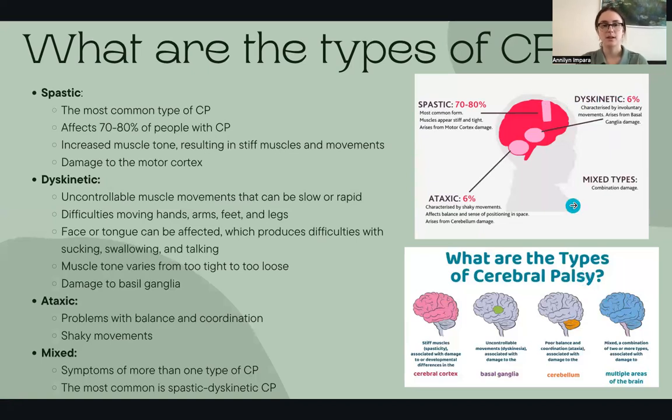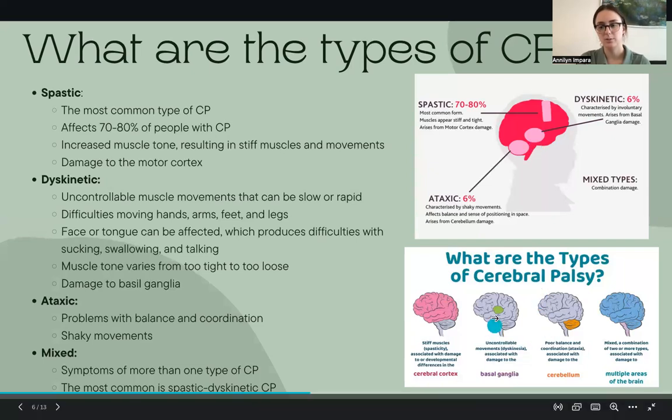And that is characterized by uncontrollable muscle movements that could be slow or rapid, difficulties moving hands, arms, feet, and legs, difficulties moving the face or tongue, which can produce problems with sucking, swallowing, and talking. The muscle tone can vary from being too tight to too loose. And as we can see in this picture, the damage is to the basal ganglia here as well.